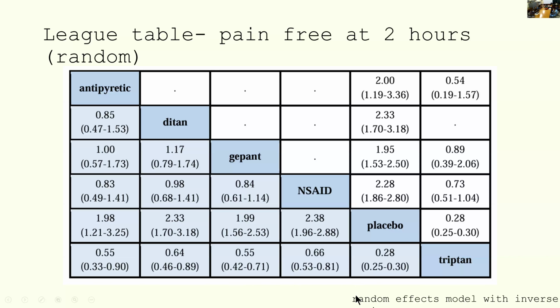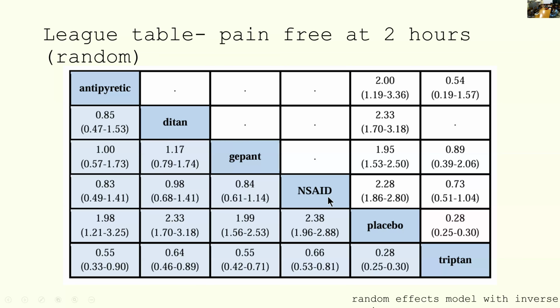So for this particular league table, that is pain-free at 2 hours, they have done random effects using the inverse variance model. So for example, again, all your interventions are here. Here they have done grouping, antipyretic, ergotamine, triptan. On top is, if you have any direct evidence, you plot it on the right upper part of the table. If you have an indirect evidence, you will plot it in the lower part of the table. So at the end of a network meta-analysis, all these boxes should have a particular value.